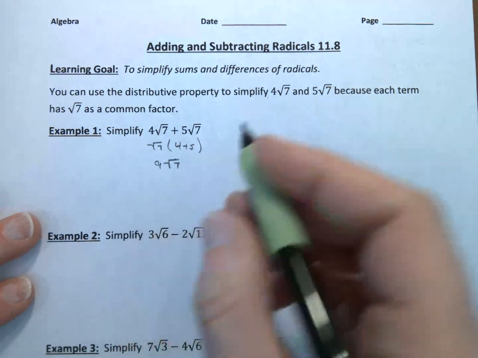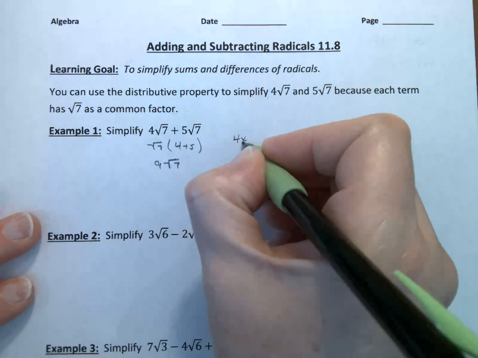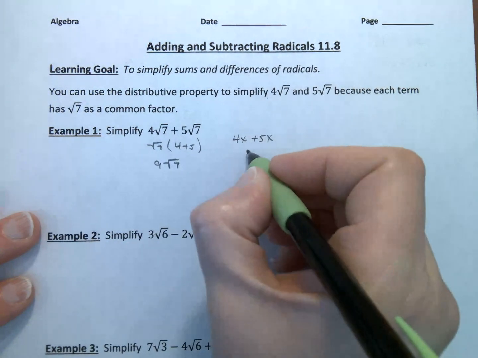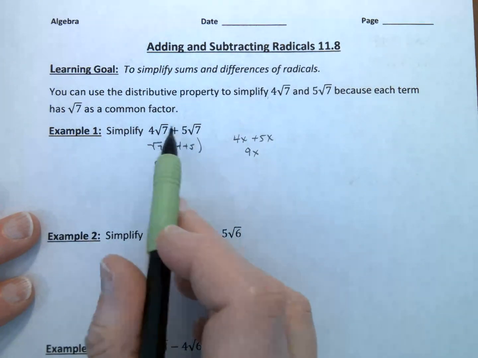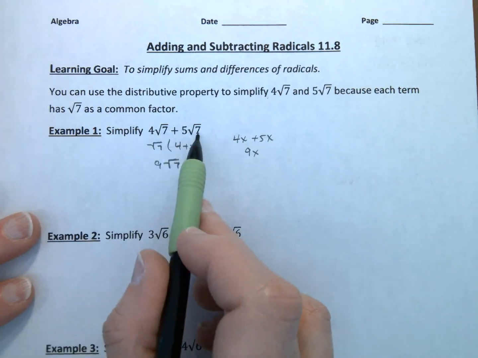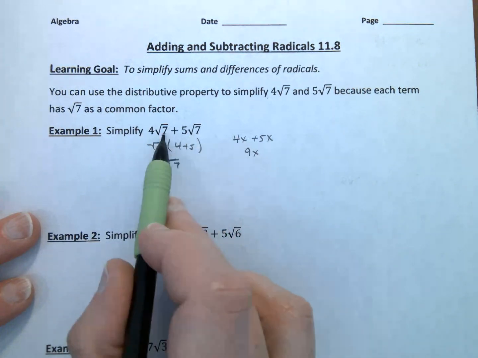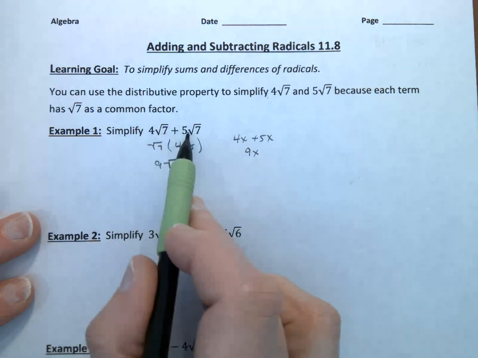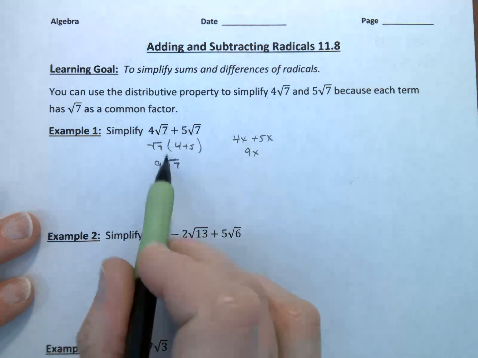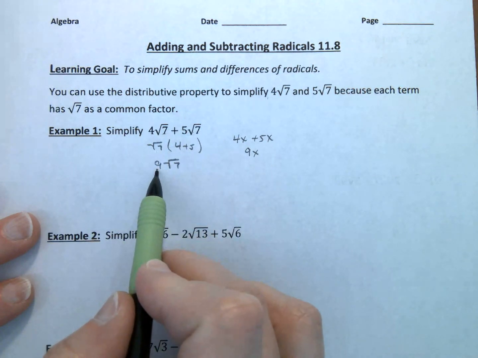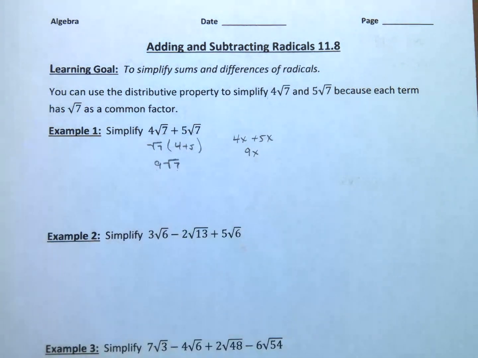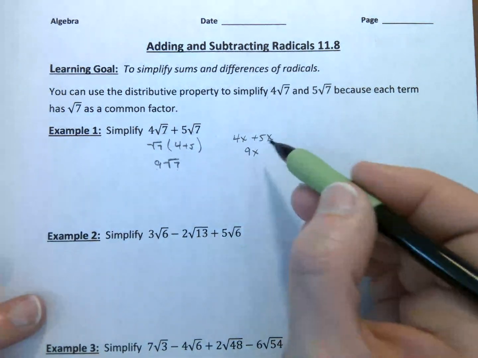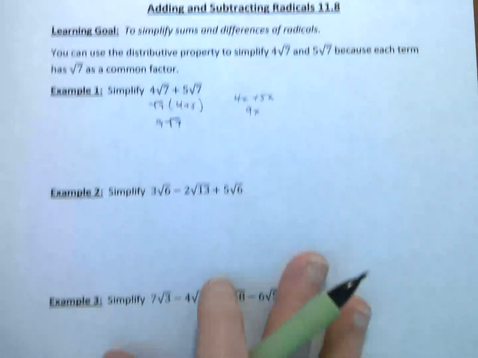Think of this in terms as if it were x's. If I had 4x plus 5x, well, we would say that's just 9x. The radicals work the same way. These two radicals are the same, which makes these two terms like terms, so I can add them, and what I do is I just add the coefficients. The radical just stays the same, just like the x would stay the same in this case.